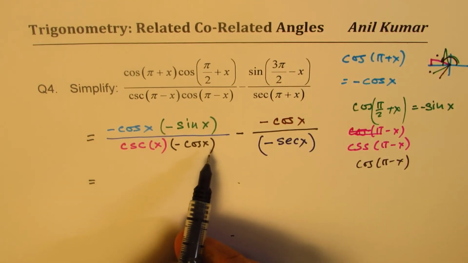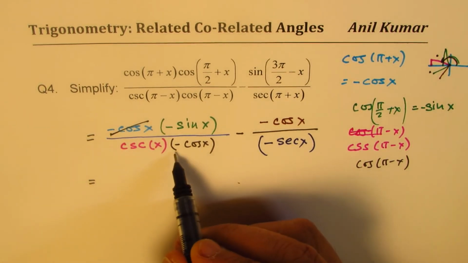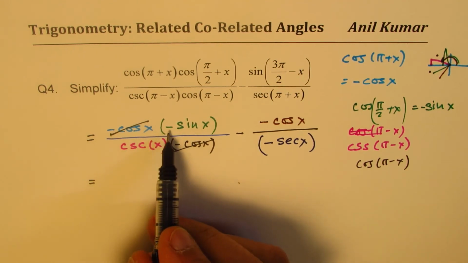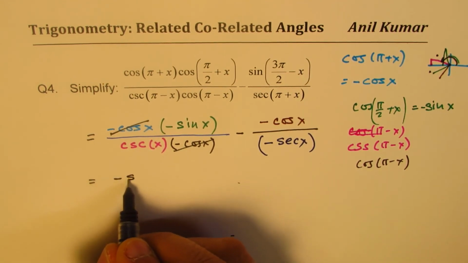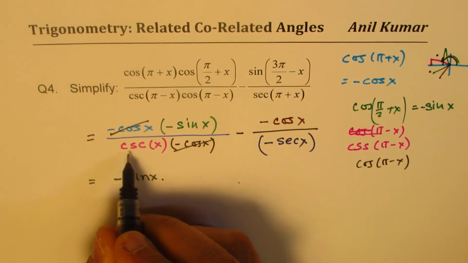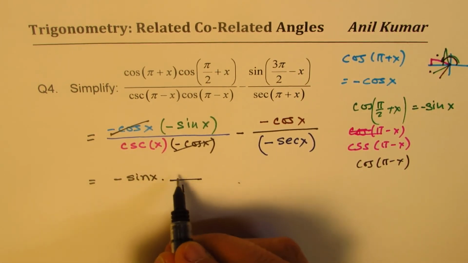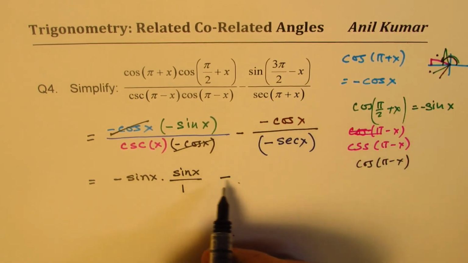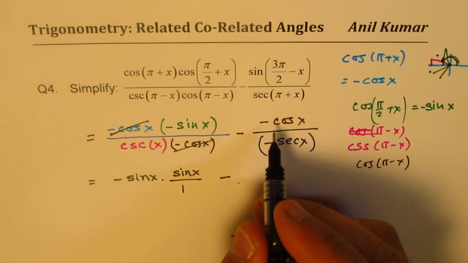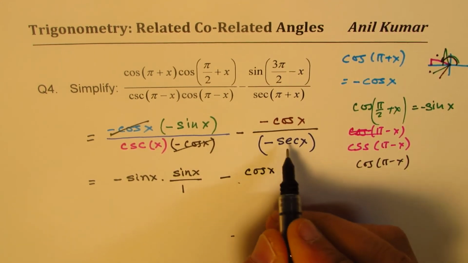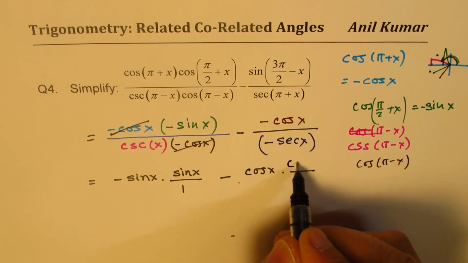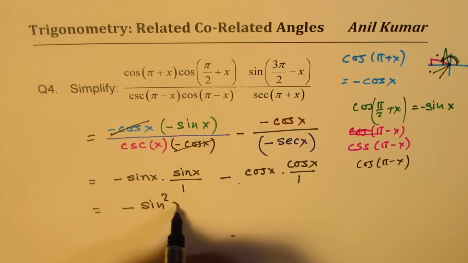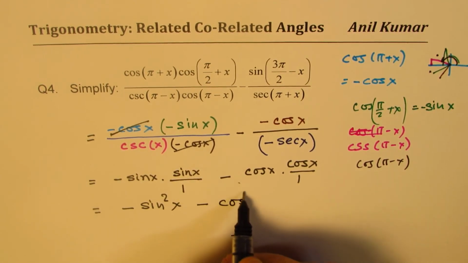So can you cancel a few terms? Well, we can cancel minus cos x with minus cos x. So cosecant is 1 over sine, this is negative sine here, so we get negative sine x times cosecant, which is 1 over sine x, right? So we get this. Here we have minus, these two negatives will cancel, this minus remains. We have minus cos x, and secant is 1 over cos x, correct? So what we get here is minus sine square x, and this is minus cos square x.